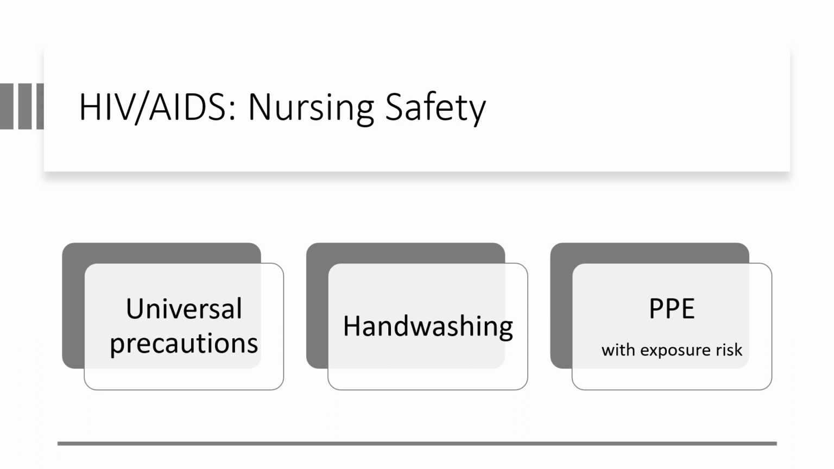Nursing safety with the HIV/AIDS patient. We need to utilize universal precautions consistently. Universal precautions are designed to prevent the spread of infections between individuals. So we need to do hand washing for a minimum of 15 to 30 seconds, and that's the most important precaution. We need to consider personal protective equipment, and that's like your gloves, goggles, gowns, and this is when you're at risk for exposure.